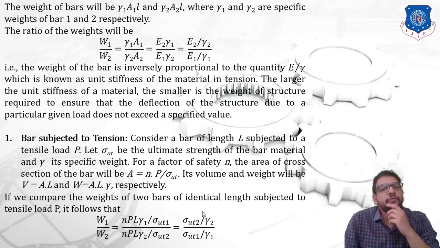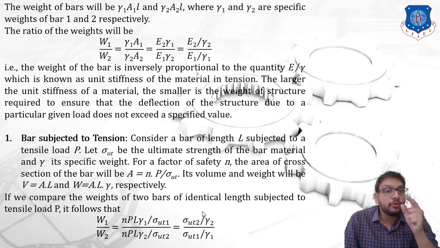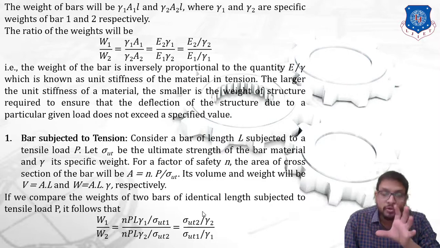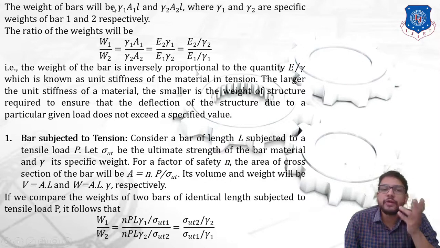Now what is a specific weight? Whenever a weight is divided by a volume, or we can say for 1 centimeter cube volume, whatever the weight is, it is called a specific weight. So that gamma is an indication of a specific weight. In order to find the weight, we need to multiply this gamma by the volume.